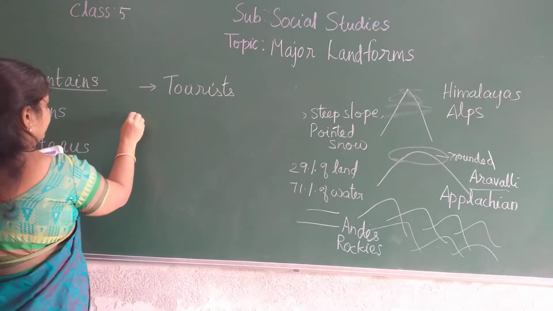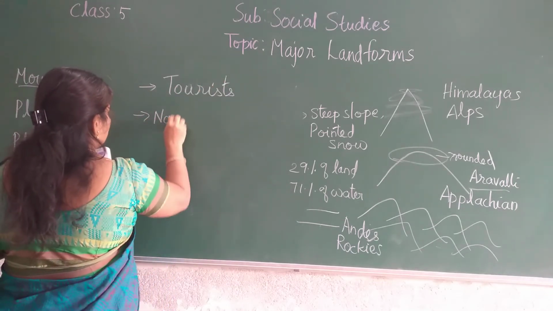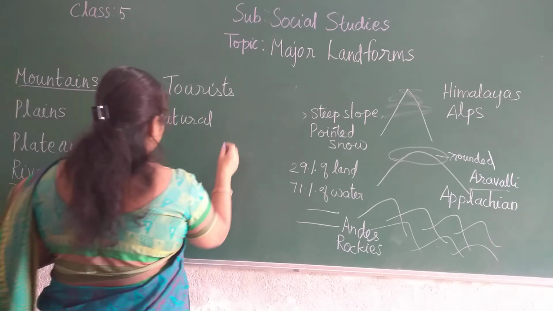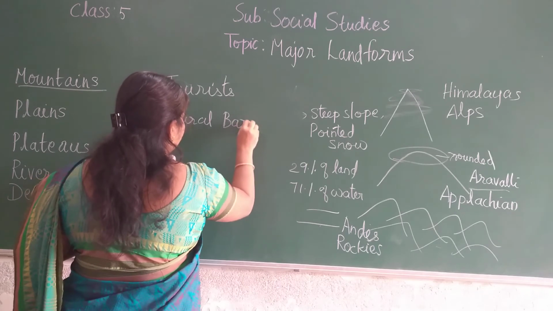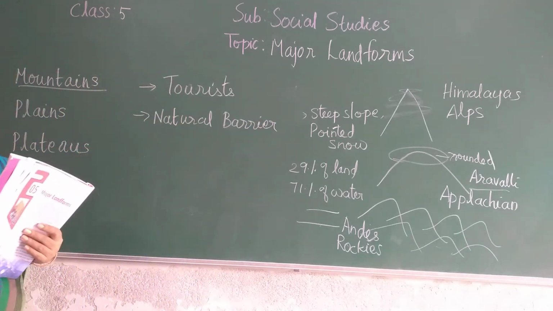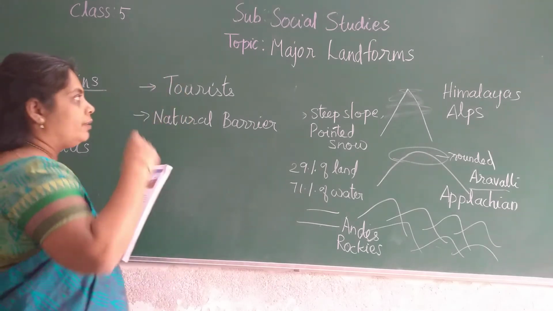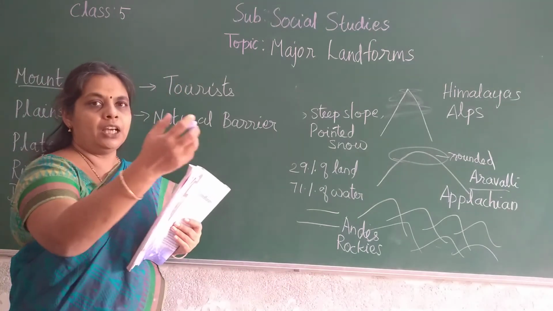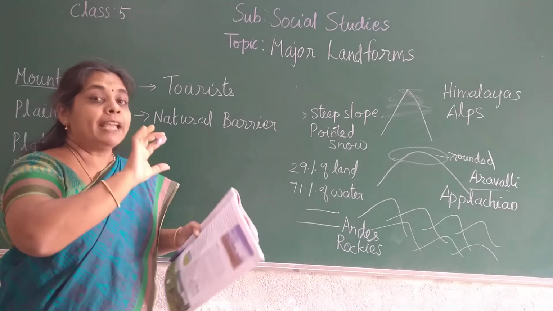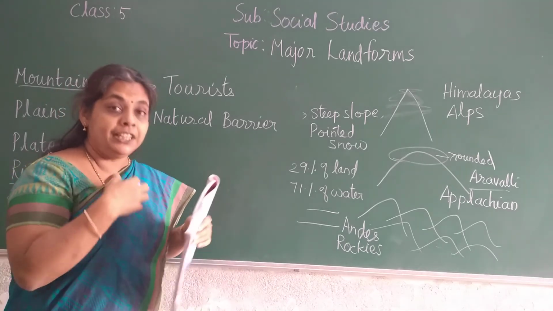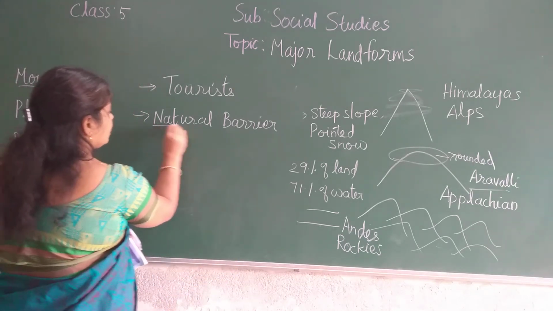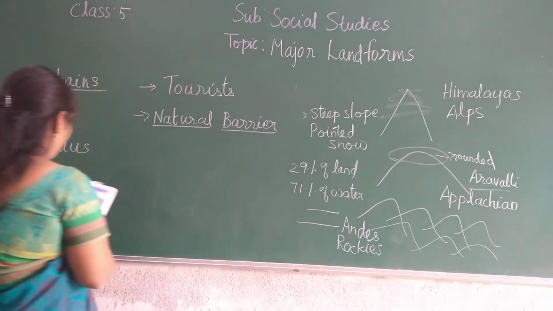The next one, it acts as a natural barrier, children, against the icy cold winds blowing from Central Asia, like from China, Mongolia, Russia and all, the cold winds come, children. The Himalayas protect India from the cold winds, children. So that's why we have used the word natural barrier.